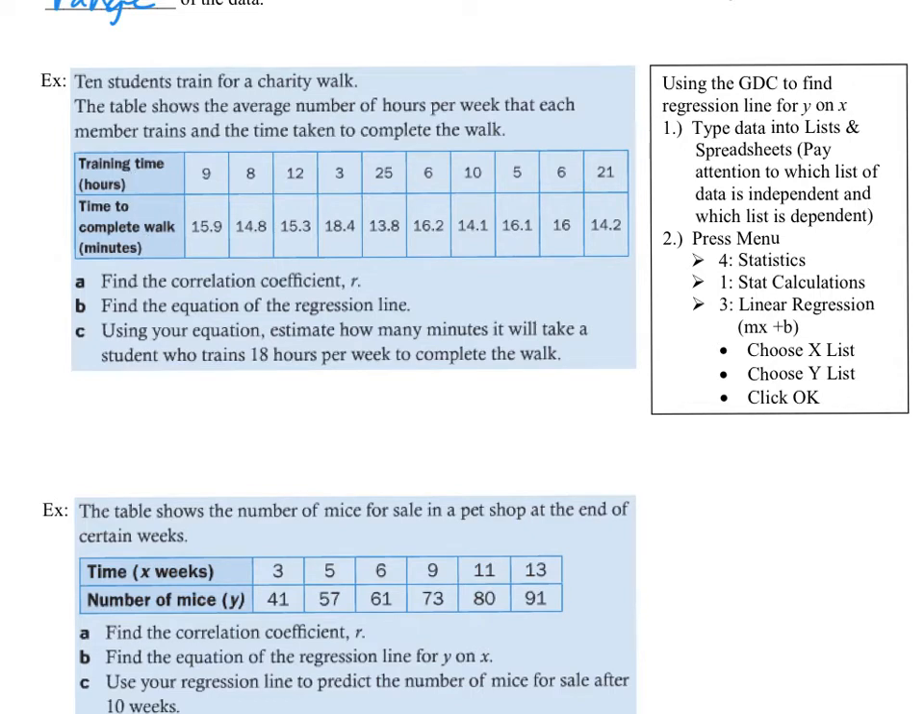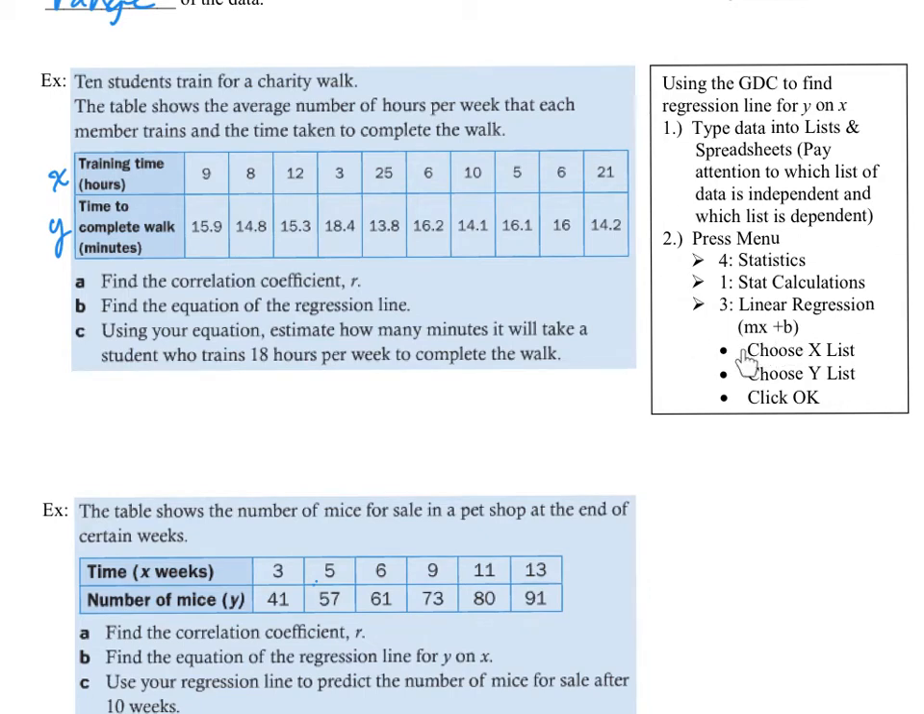So we're going to go ahead and label the training time as our x values and the time to complete the walk as your y values. So now that you have that identified, you'll follow the steps over here to put your data into a spreadsheet. Make sure you label the headings on each of those columns. Then you'll follow these steps, and the calculator won't actually give you the equation, but it'll tell you what M is and it will tell you what B is. And then you can go ahead and write that equation.